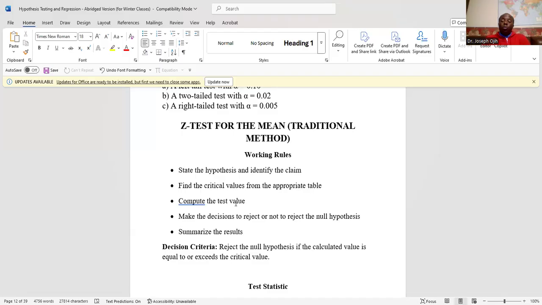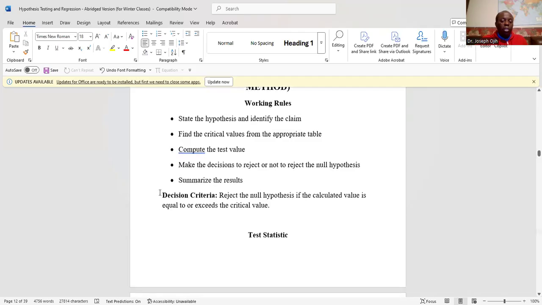If the answer is equal to or greater than the critical value, you reject it. Otherwise, you don't reject it. I wrote it down here. The criteria for rejection says: reject the null hypothesis if the calculated value is equal to or exceeds the critical value.